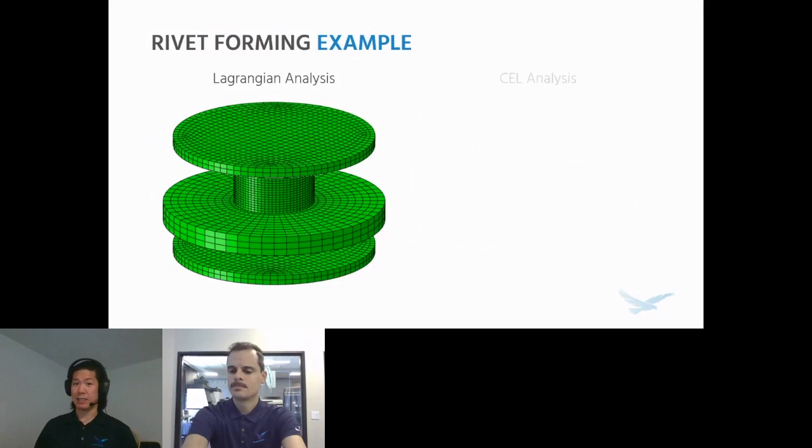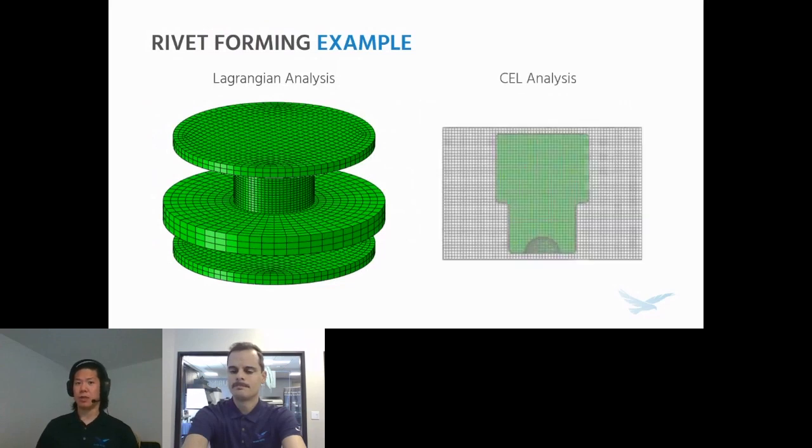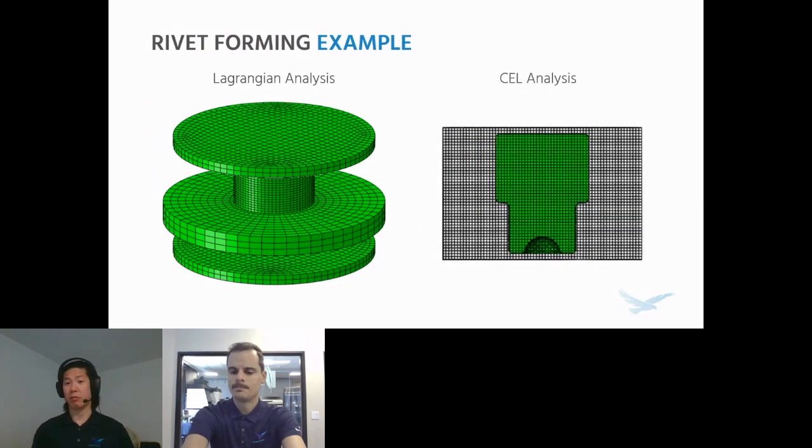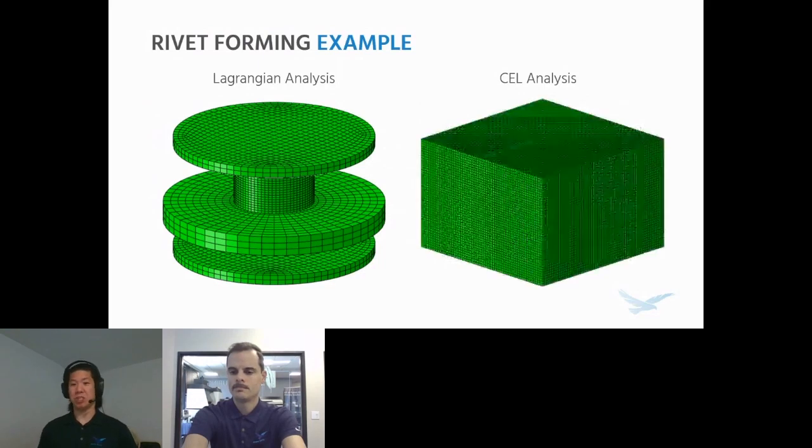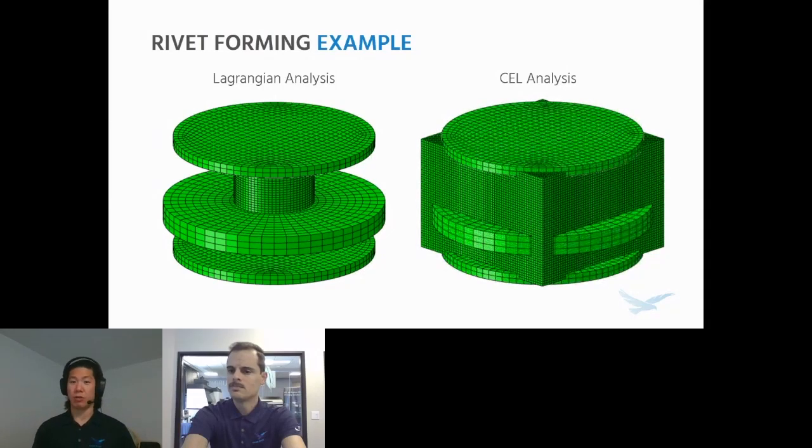If we're taking a CEL approach, though, this is what the mesh on the rivet would look like. This is a cross section. We've got our grid of Eulerian mesh, and then we're just telling the analysis which elements are filled with rivet material at the start. In 3D, it just looks like a big rectangular block. For the other parts, we're still using the exact same Lagrangian mesh.